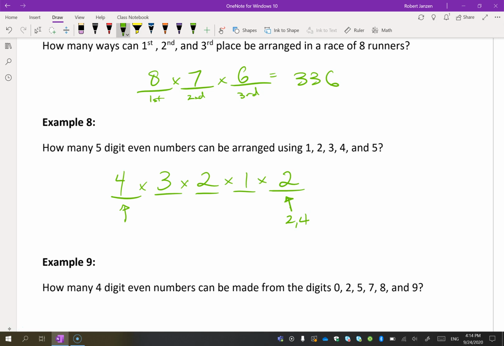Okay, does that make sense? We have to start here by putting an even number so that the whole thing is even. Okay, and then we just use up what's left after that. So that's 48.